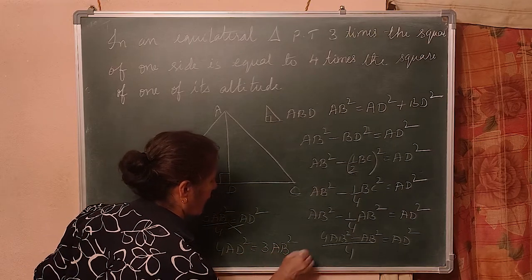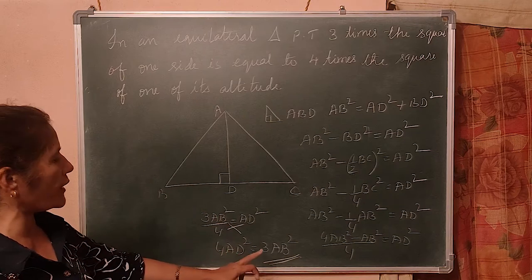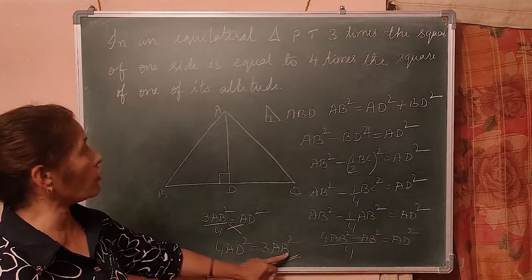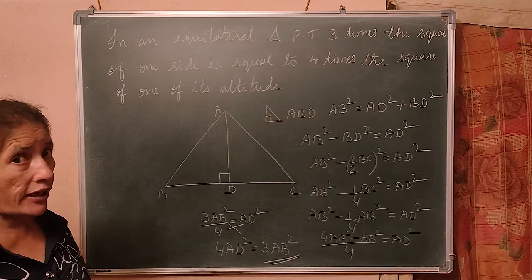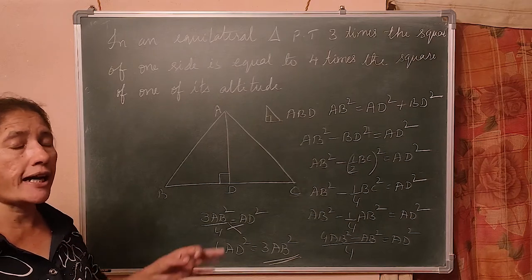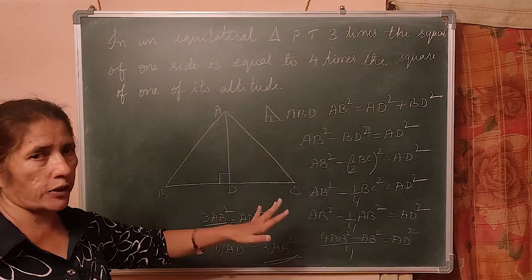Let me see what I wanted to prove. 3 times the square of one of the sides is equal to 4 times the square of one of its altitudes. Did you all understand? I think I have worked out almost everything in the Pythagoras theorem.